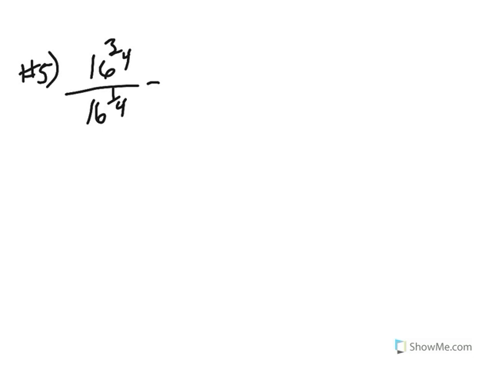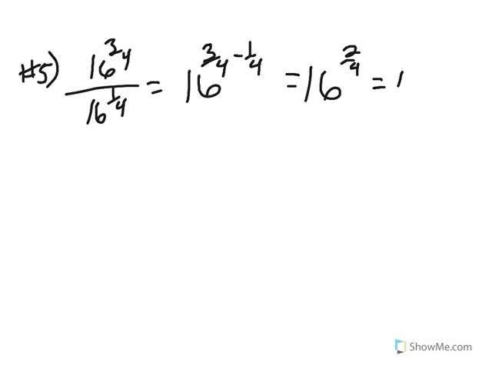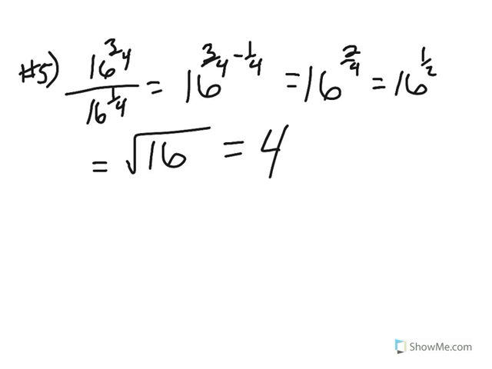Here is the quotient property. When dividing two things with the same base, 16 and 16, you can write the base one time and take the exponent in the numerator minus the exponent in the denominator. To subtract two fractions, you subtract the numerators, leave the denominators the same. That's assuming, once again, you have like denominators, which we do. 3 minus 1 is 2. 2/4 reduces to 1/2. 16 to the 1/2 is the same thing as the square root of 16, which means what times itself is 16? Well, that's 4.